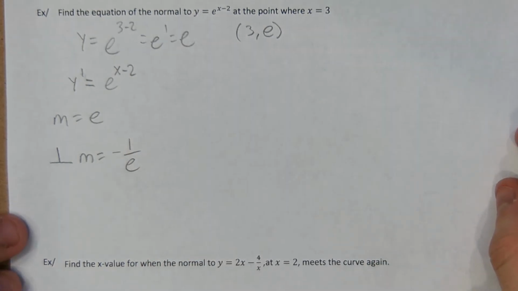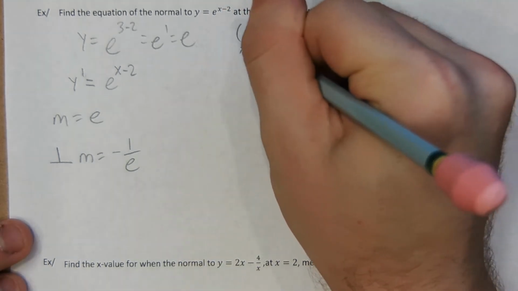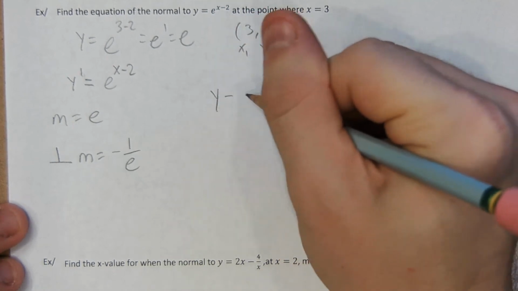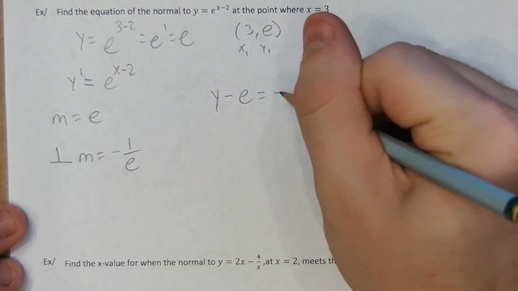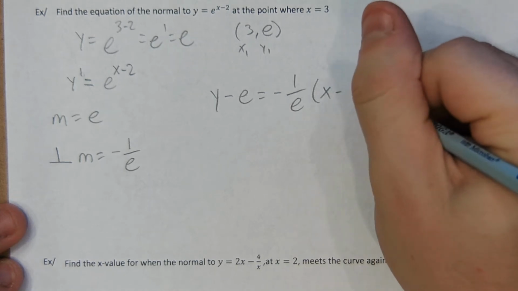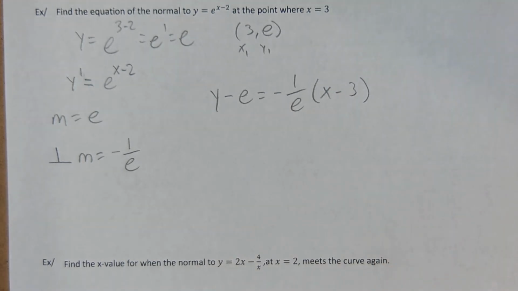Cool. Remember, this is x1, y1. So now we just plug in. We have y minus y1 equals the m we found for the normal times x minus x1. And there you have it. There's no reason to go any further because it didn't say show that.